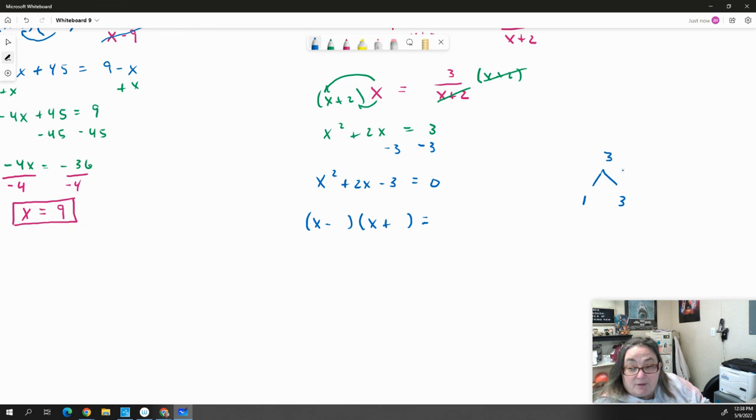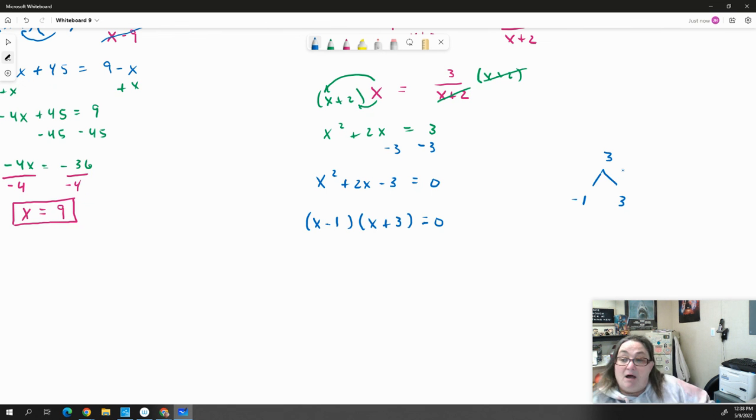And because our 2x is positive, we know that our smaller number would be the negative 1, right? If this was a negative 2x right here, we would know that the negative 3 would have to be bigger because 3 minus 1 is positive 2. But if I needed to get a negative 2, it would have to be minus 3 plus 1. And that's how we kind of determine that. And so this would be 1, and this would be 3, and they would be equal to 0.